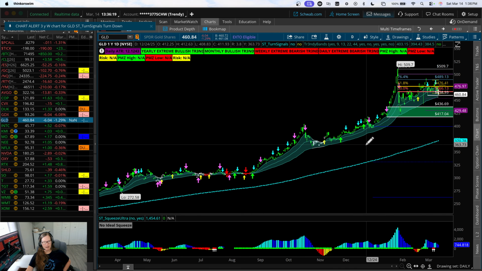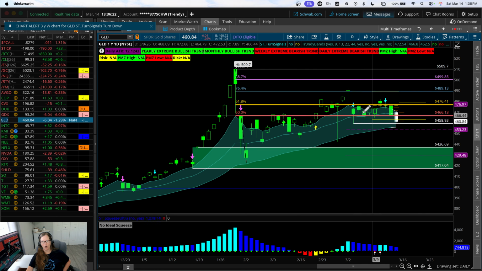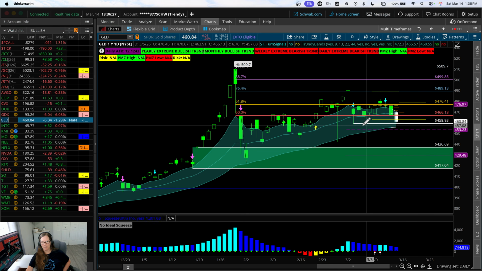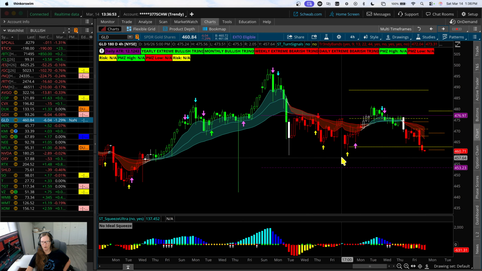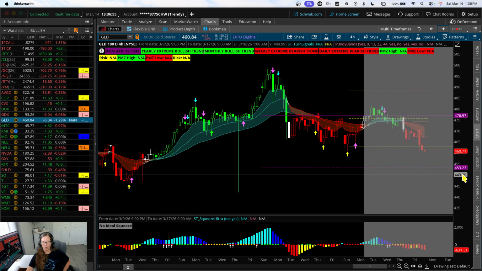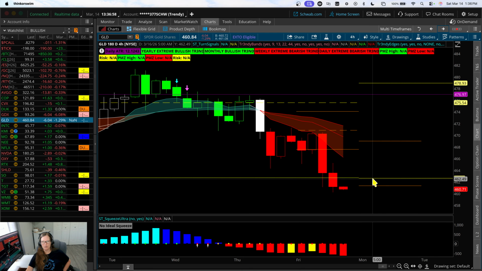GLD is another name I've watched all throughout this consolidation. We broke down below this 50 fib, and we have come very close to the low in gold for March. That level is 458.93. It's going to be interesting as far as what happens with price right here. One of the things that I like to do in gold is to trade it just for the week. And one of my favorite ways is to use the trendy edges.